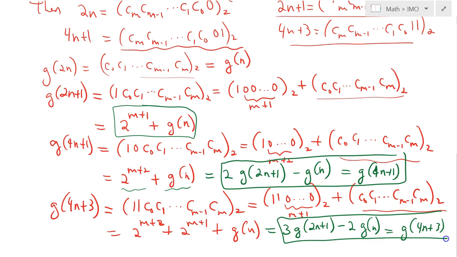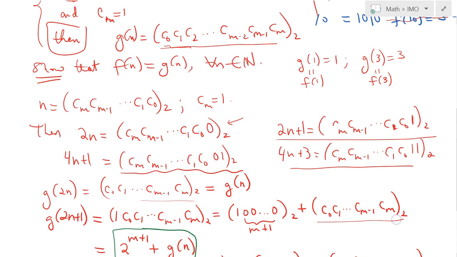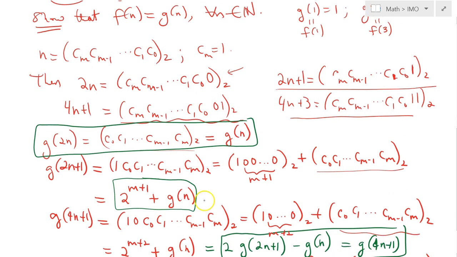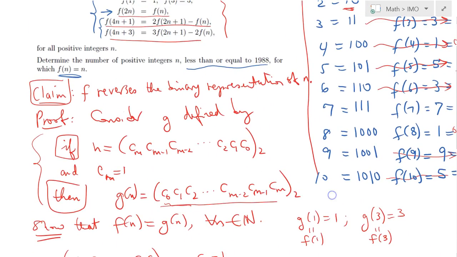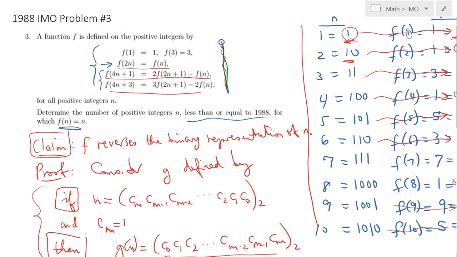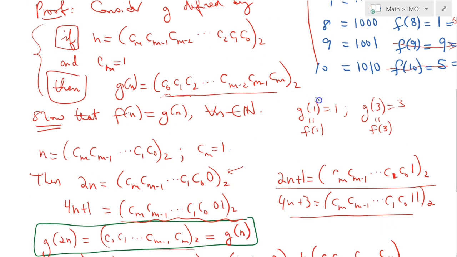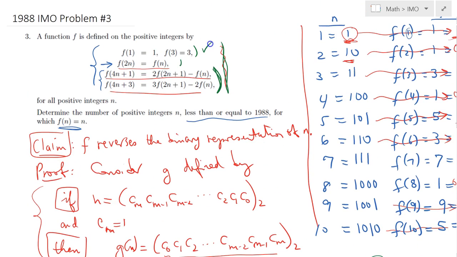Going back to the original condition, obviously we also have this one, g of 2n is equal to g of n, and this one is g of 2n plus 1. I hope it is clear that the function g and the function f coincide. So this is exactly the same representation for each one of them. We early on got g of n is equal to f of n, g of 3 is equal to f of 3, so those are satisfied.